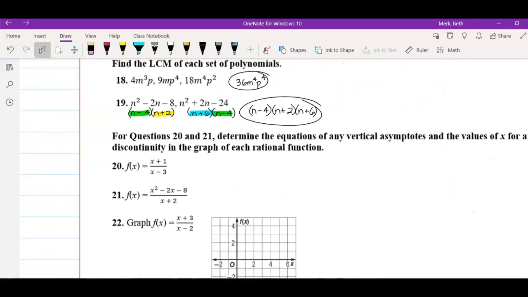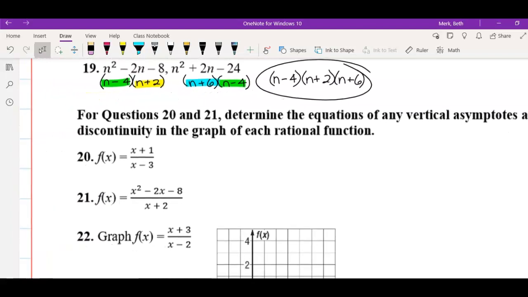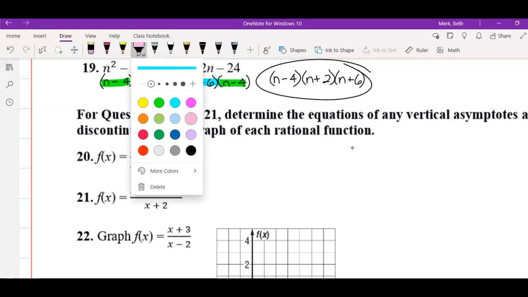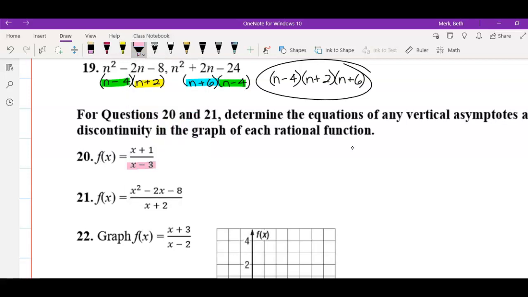Vertical asymptotes and discontinuity. When we're looking for vertical asymptotes, we just look at the denominator. And we think, what could x minus 3 not equal? We don't want the denominator to be 0. And that's going to happen when x equals 3. Where is this next function undefined? This will be undefined at x equals negative 2.